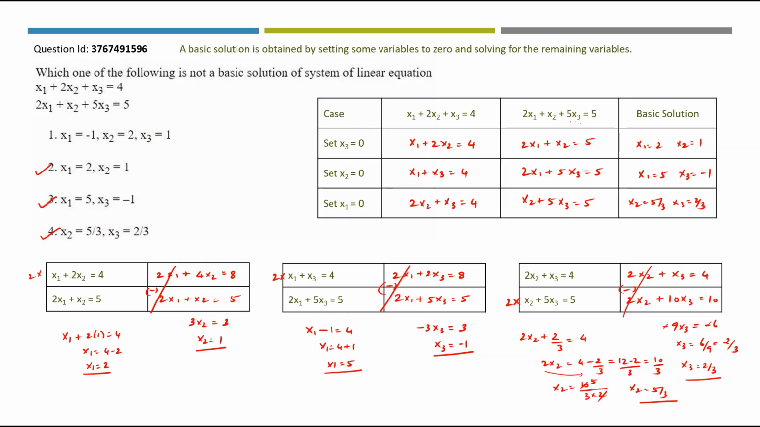What is the left out answer here? Option 1. So option 1 will not be the basic solution of the given system of linear equations. For a basic solution, you have to set one variable to 0 and then solve for the other variables. When they have given all three variables together, even without computing all three cases, you can just say that this is not a basic solution based on the number of variables present.